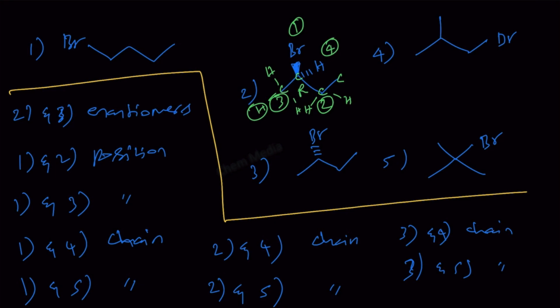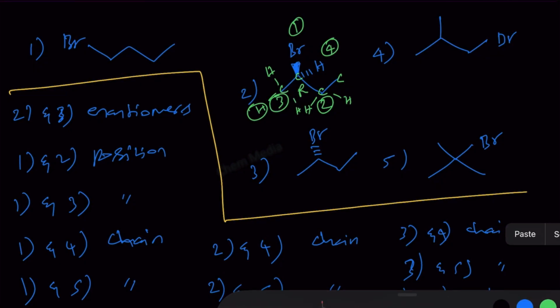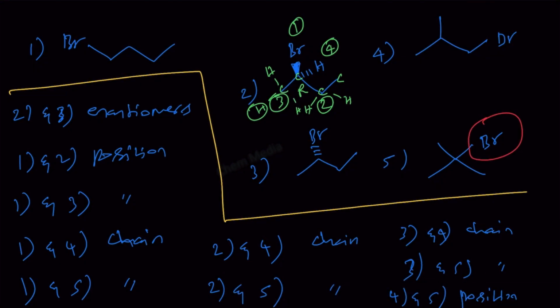How about 4 and 5? If we are comparing 4 and 5, then they become position isomers once again. Why? Because the chain length is same now. It's only the bromine position that is different. Even the methyl group is at the same position. We have a methyl group at position 2 in both 4 as well as 5. It's the position of the bromine that is different in both the cases, isn't it? So here it is at 2, here it is at 1. So therefore they differ by position. Therefore 4 and 5 are position isomers.